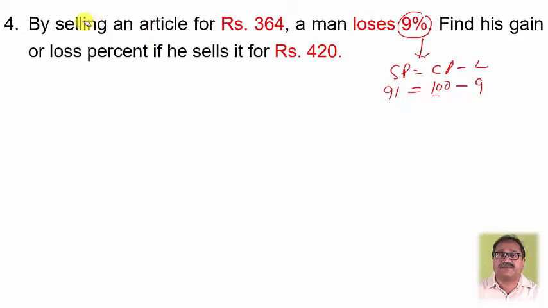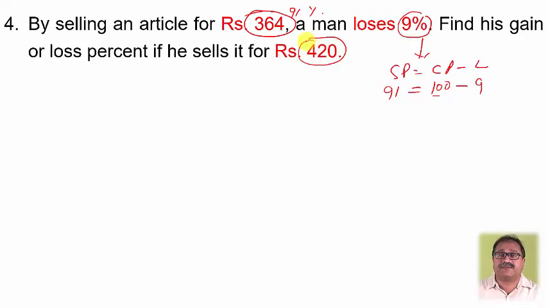So here it says a man by selling an article for rupees 364 loses 9%. That means this 364 is what percentage of the cost price? 100 minus 9, that is 91. 91% of the cost price. Next, find his gain or loss percentage if he sells it for rupees 420.